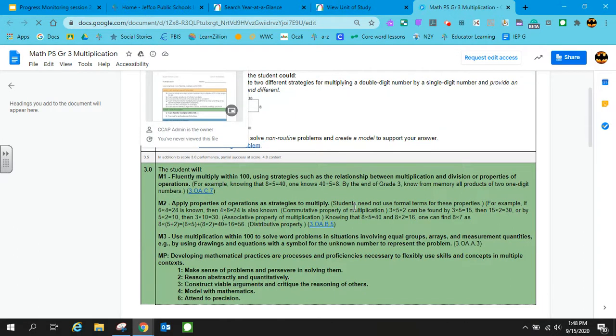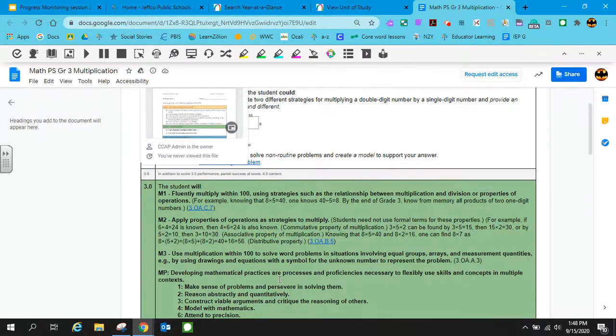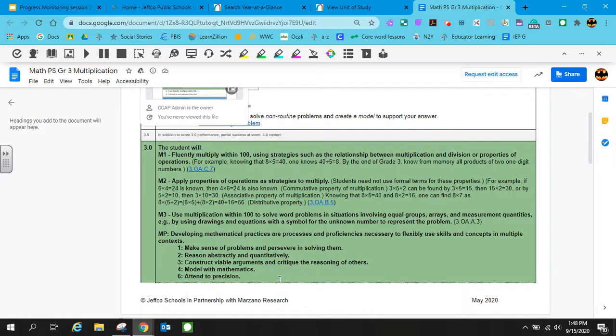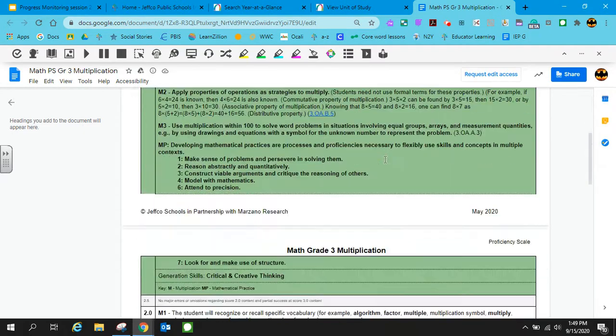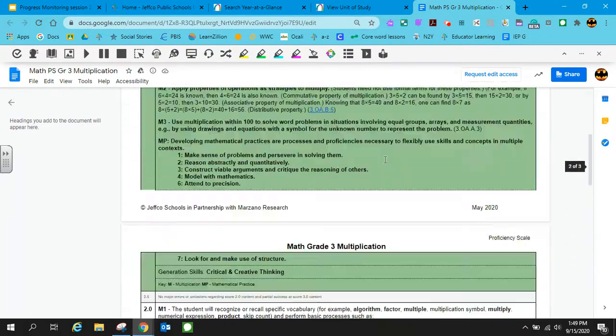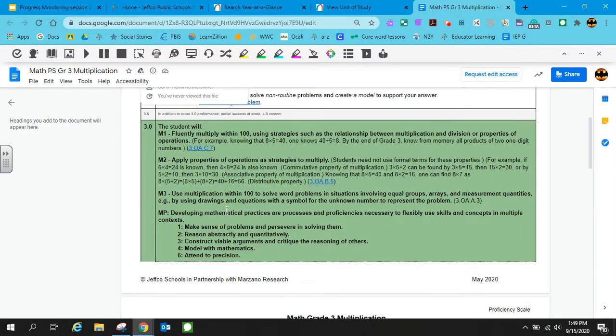But for our purposes of goal writing, look at a level 3 and what a student should be able to do. I'm looking at M1, which is fluently multiply within 100 using strategies such as the relationship between multiplication and division or properties of operations. So this is reinforcing my intuition that I should focus on multiplication and division for this student. So I am going to choose that for this student. This is just great to look at too, so you know at all the different levels what a student should be able to do. But focus on a level 3 and think about what accommodations and modifications a student might need in order to access this standard.